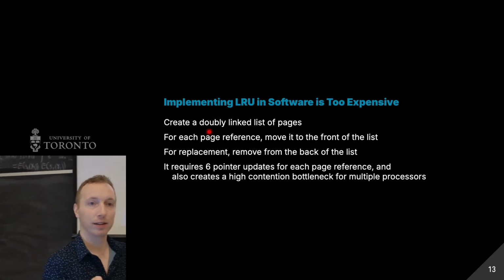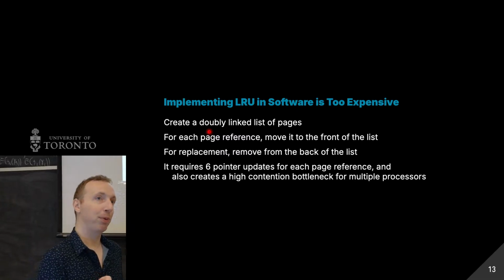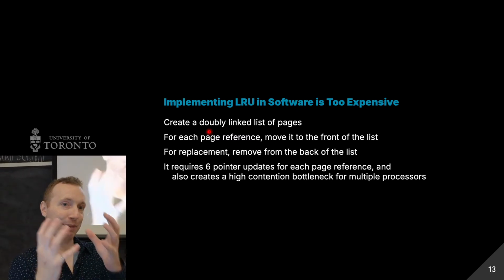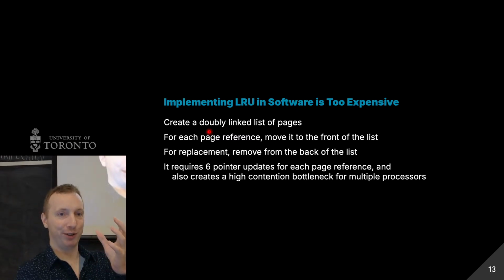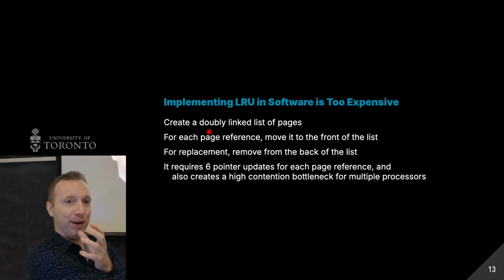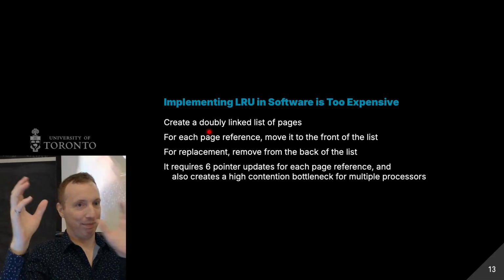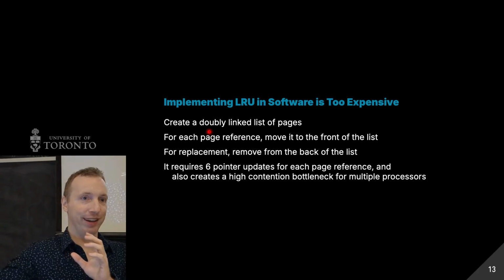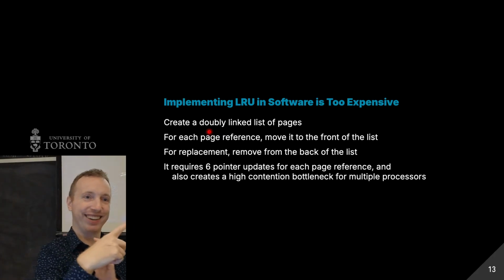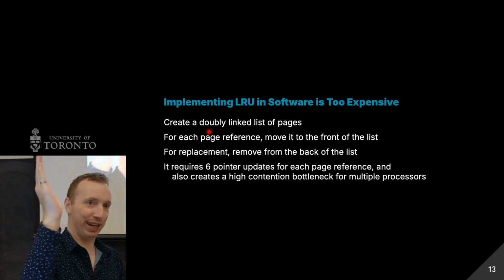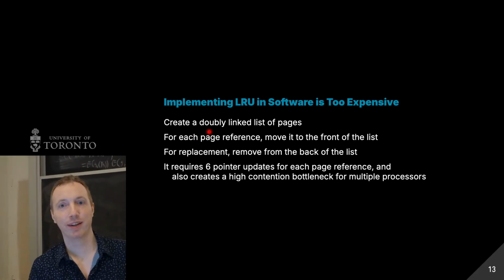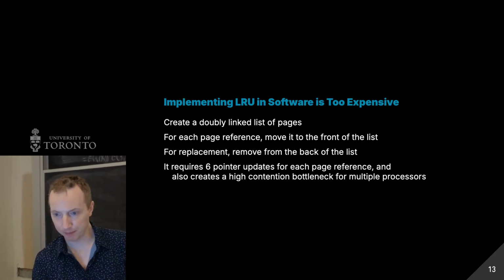Yeah? Just wondering, what are the 6 pointer updates? If it's a doubly linked list, I have to look at my previous's next pointer and point it to my next, and then my next's previous points to my previous. Then I take me and put it at the front of the list. That updates the one next to me and my previous to it, and then the head of the list has to point to me now, right? So it can be up to 6 pointer updates if it's a doubly linked list.